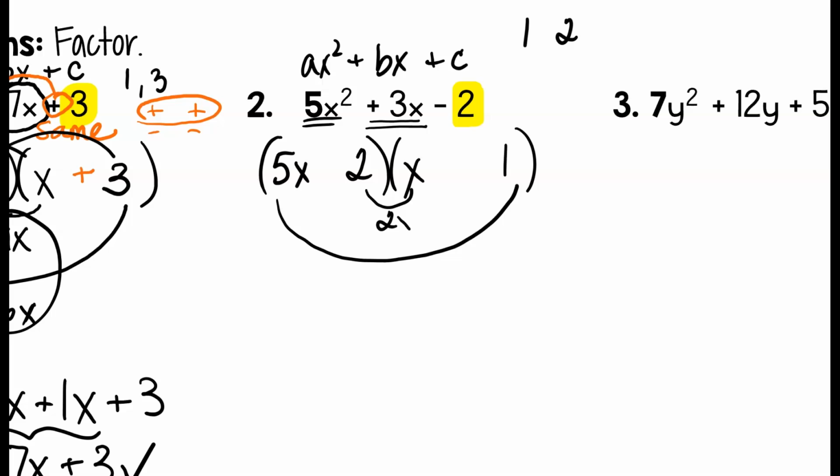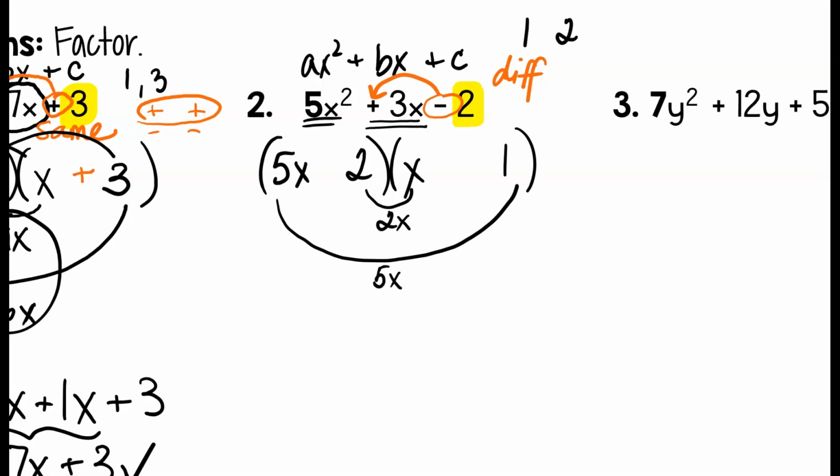Now that gives me 2x as the product of my inners and 5x as the product of my outers. Will 2x and 5x ever give me 3x? The answer is yes. I need to subtract them. Well, that does make sense because our C term is negative, which means signs are going to be different, which means the product is going to subtract to 3.